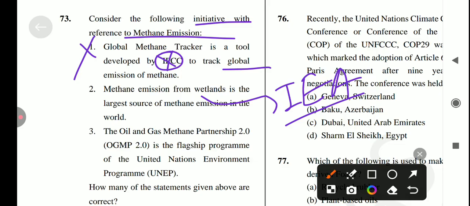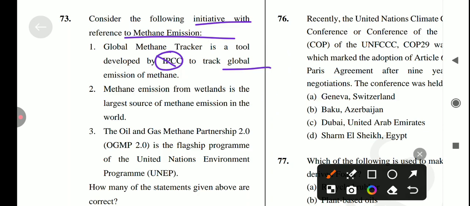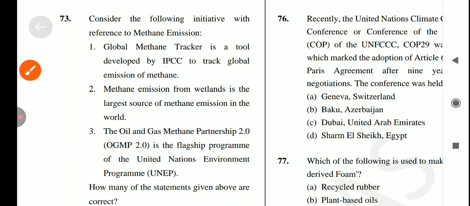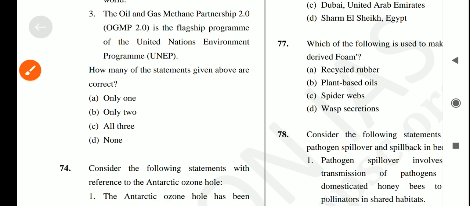Next, methane emission from wetlands is the largest source of methane emission in the world. Is it true? Yes, it's a correct statement. Next, Oil and Gas Methane Partnership 2.0 is the flagship program of the United Nations Environment Program. Yes, it's a correct statement. So the answer for this question is option B. Only 2 is the correct answer.